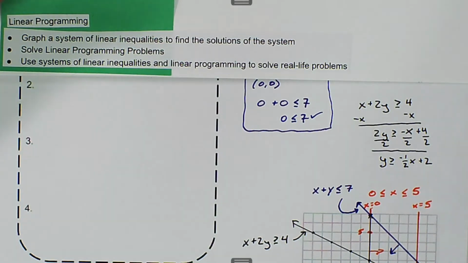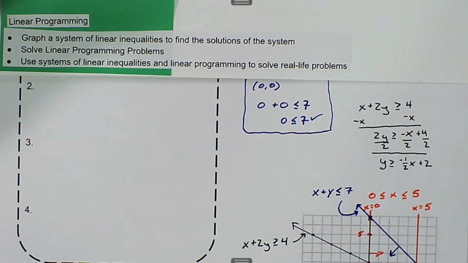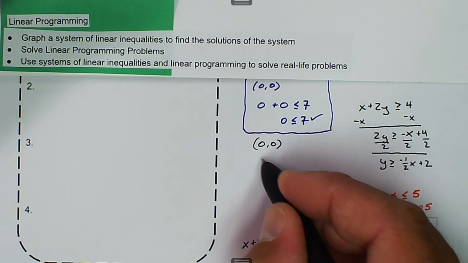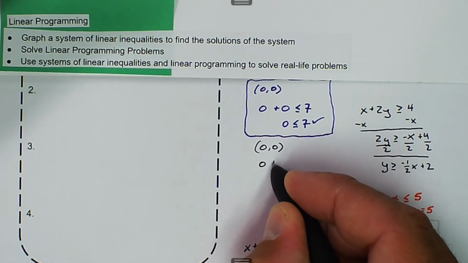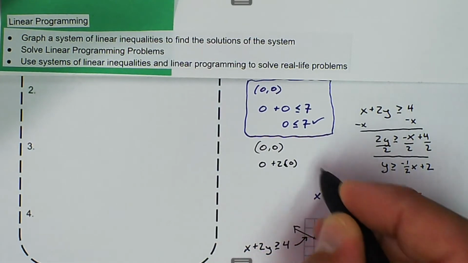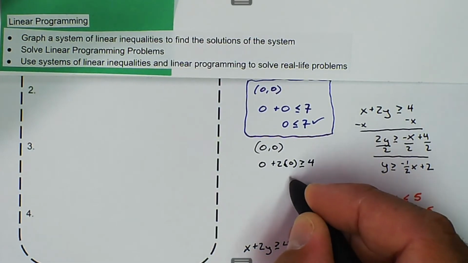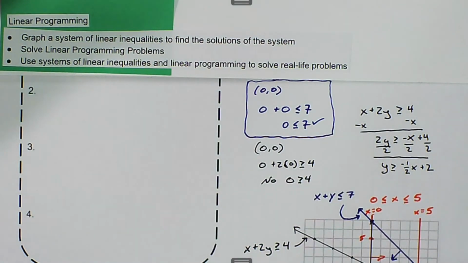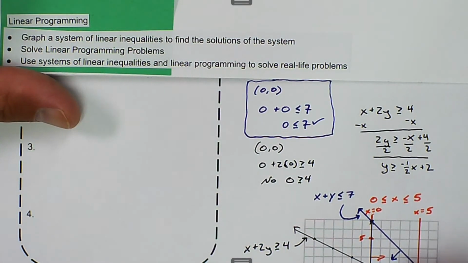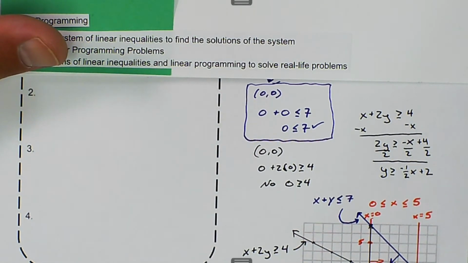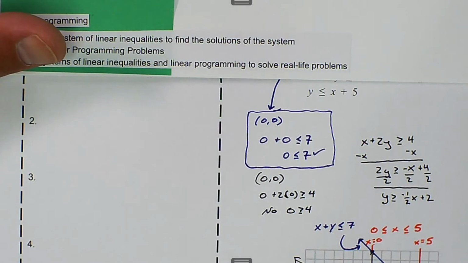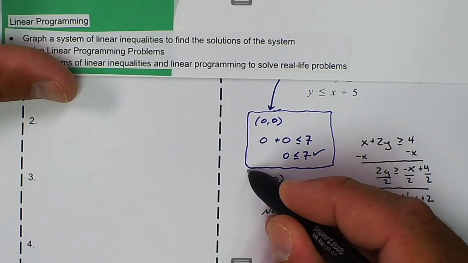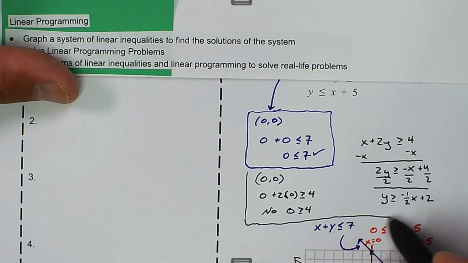For that one, we can check to make sure, and 0, 0 is not on the line again, so we'll check 0, 0. Substituting it in, we get 0 plus 2 times 0 is greater than or equal to 4. We get 0 is greater than or equal to 4. Is that true? No. So this is not true, so we want to shade the other side. And then we have one last constraint, and we can see that we're starting to minimize even further. So this is checked.